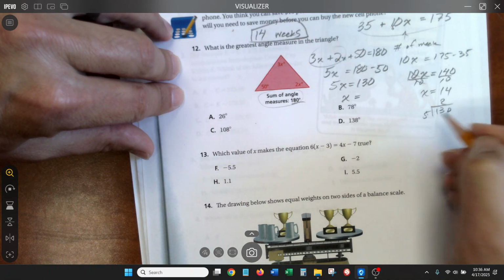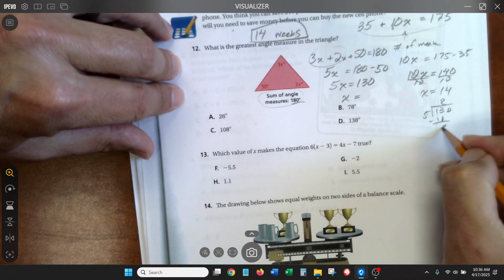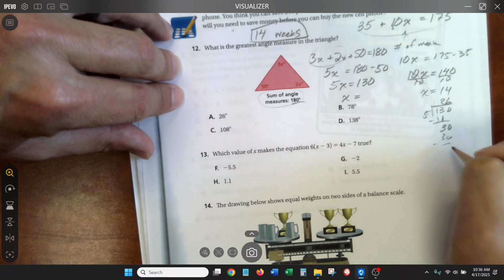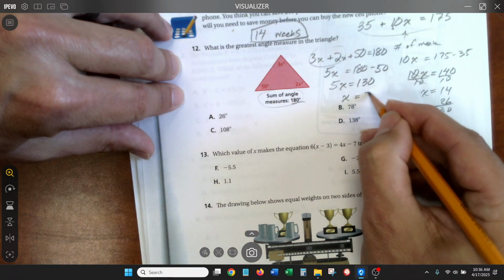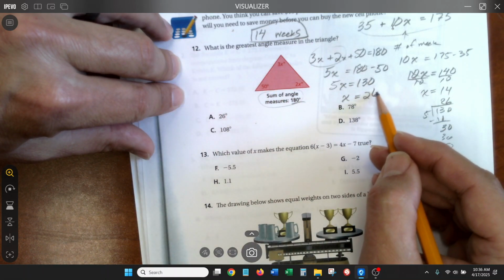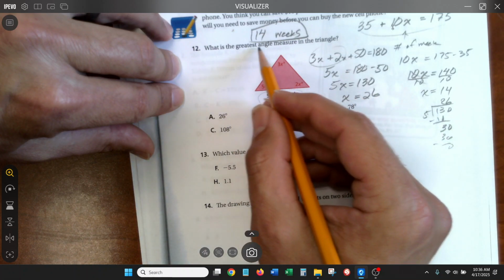So 2 times 5 is 10. Get 30. 6 times 5 is 30. 26. x is 26. But that's not enough to answer our question, what is the greatest angle measure?